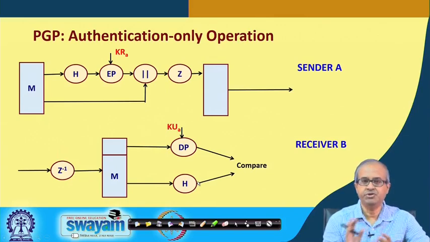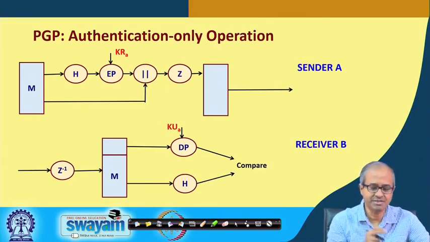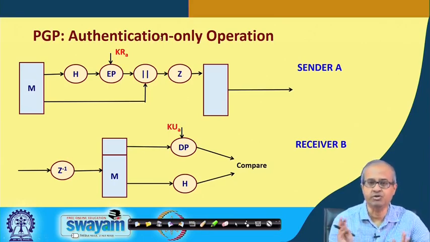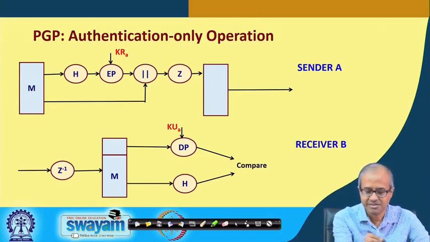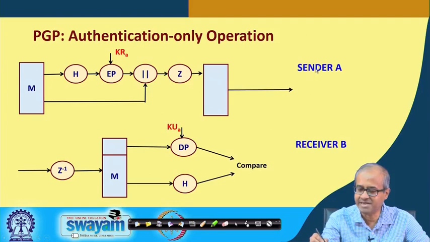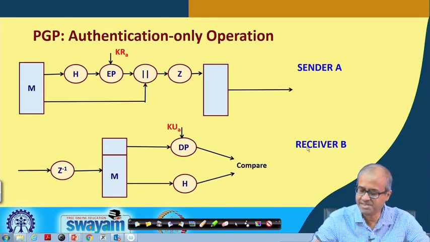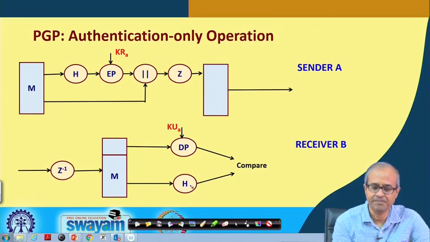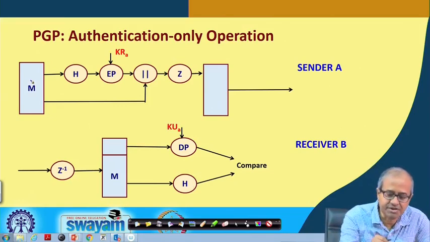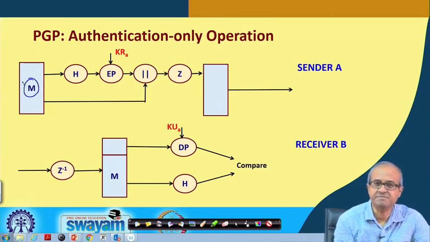So, let me show you 2 typical scenarios. In PGP, suppose I want only authentication. I want to verify that the message is coming from a particular sender. Something is happening at the sender side, something is happening at the receiver side. So, the top diagram is for the sender side, the bottom diagram is for the receiver side. Let us try to understand. The sender is trying to send a message, this M is the message.